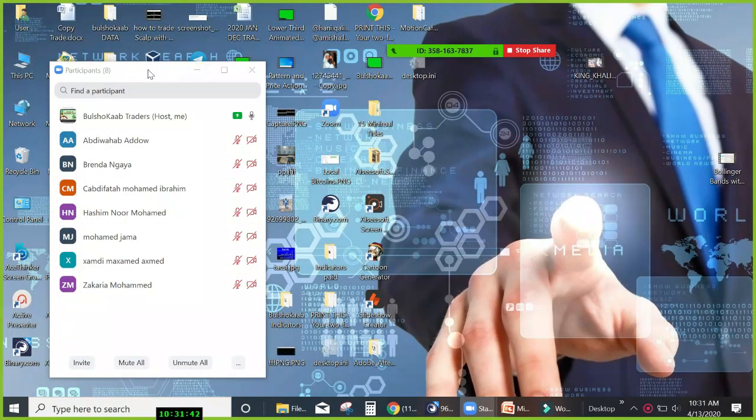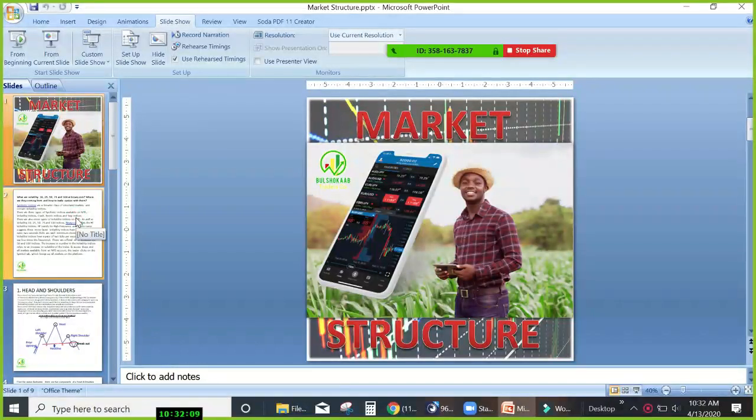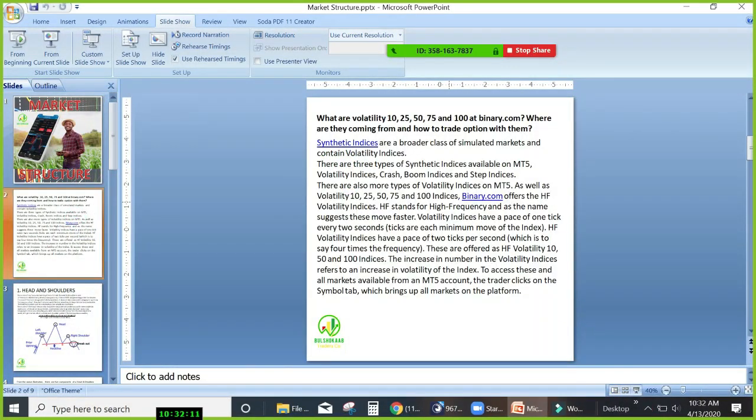And tonight I'm going to share this presentation about market structure. But before we keep going with market structure, we need to find some details about the broker, binary.com. Do you know what the volatilities are? What is this broker doing? What is this market about? What are the volatilities? 10, 25, 50, 75, and 100 at binary.com.